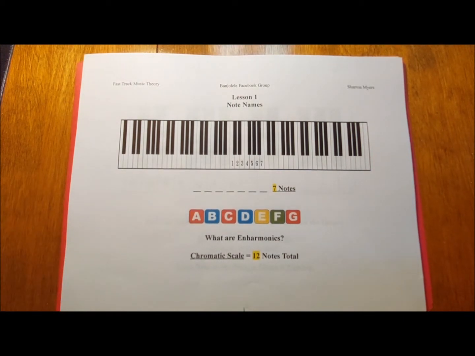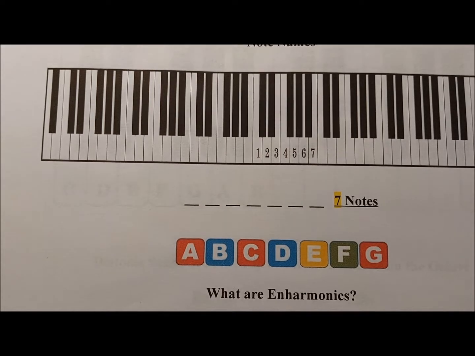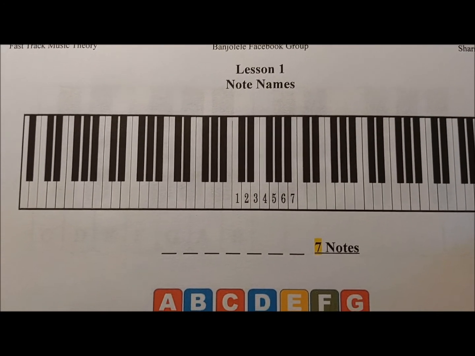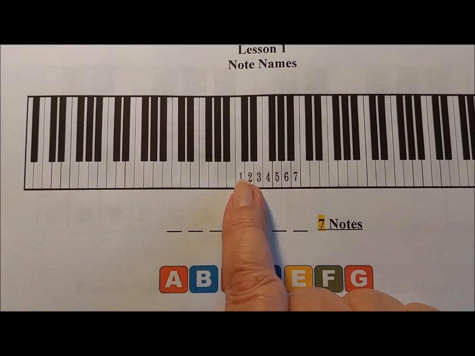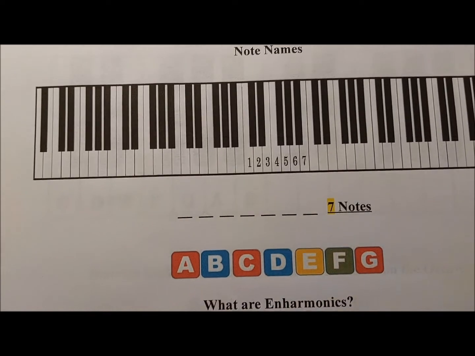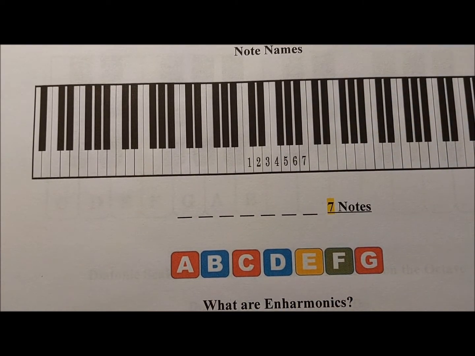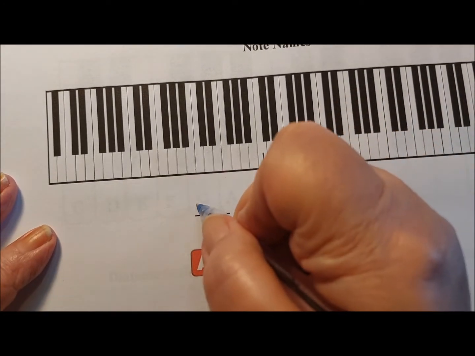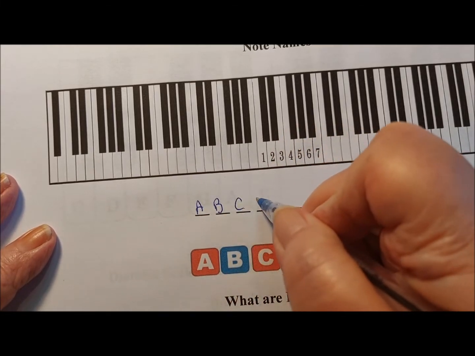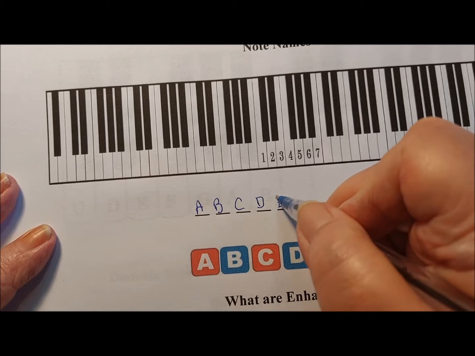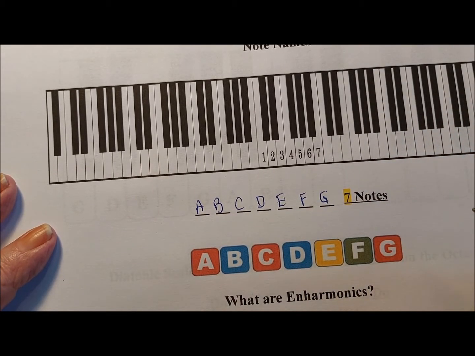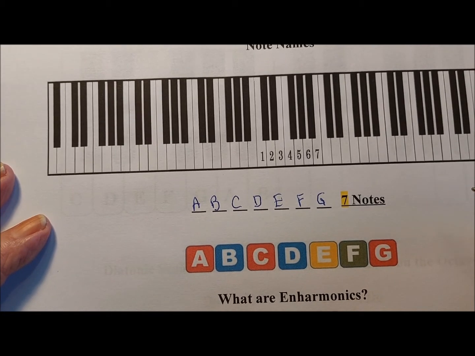Page 1. Now I'm going to bring it up there so you can see a bit better. Okay, lesson 1, note names. Okay, 7 notes: 1, 2, 3, 4, 5, 6, 7. And those notes are A, B, C, D, E, F, G. You only need to know 7 notes to do music.